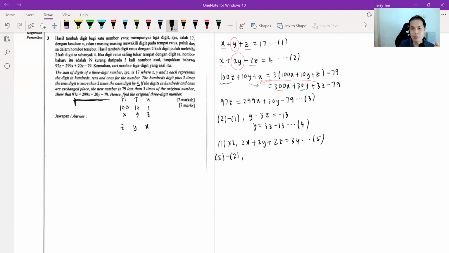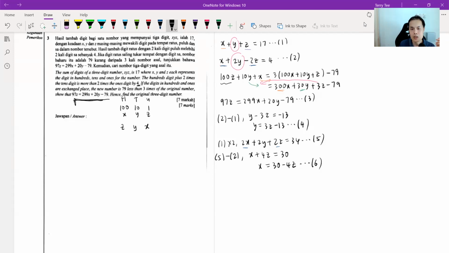When you minus, equation 5, 2x minus 1x, I got x. I hope you can see, I'm referring to this and this. All right, 2y minus 2y disappears. And then 2z minus minus 2z, minus minus is a plus, so this is 4z. And 34 minus 4, I got 30. Let us make x the subject: x = 30 minus 4z. This is equation number 6.